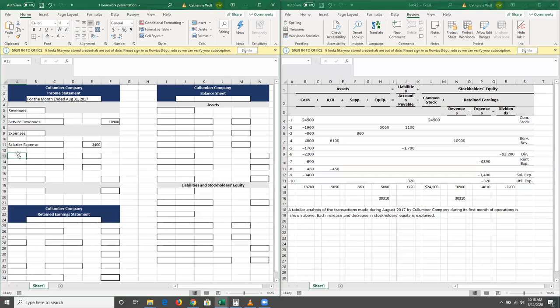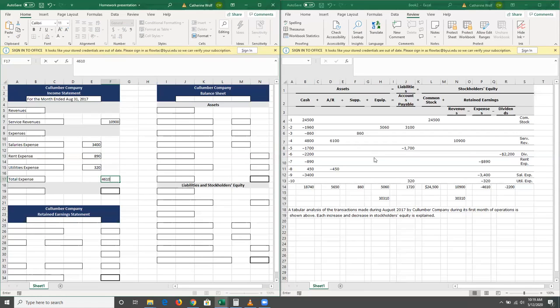And then I'm going to do the rest of the expenses. I'm going to do the rent expense, which is 890, and then I'm going to do the utilities expense, which is going to be 320, and then total expense is going to be, add all these together right here, and that is going to total out to be $4,610.